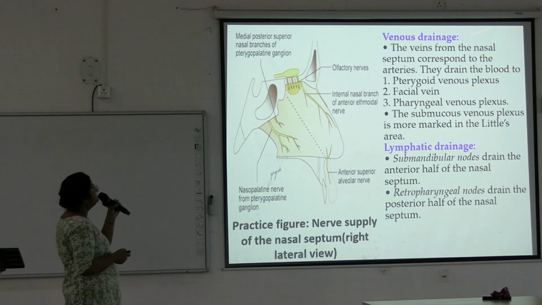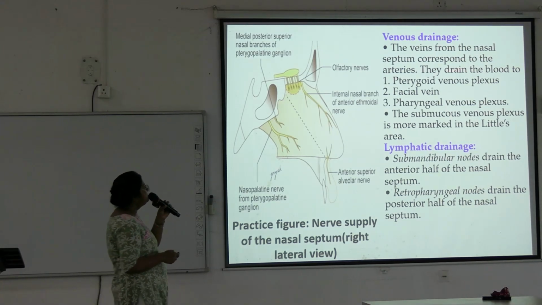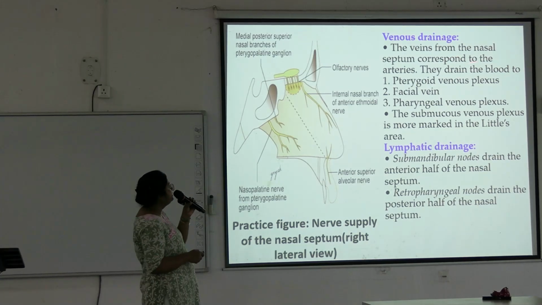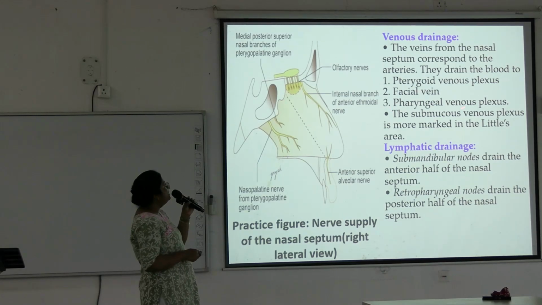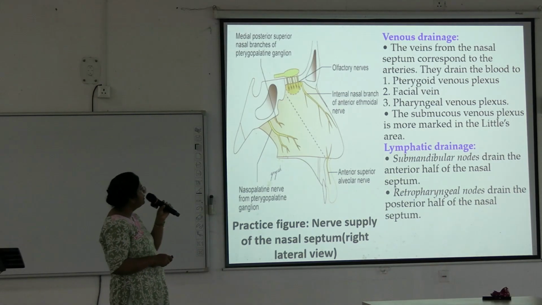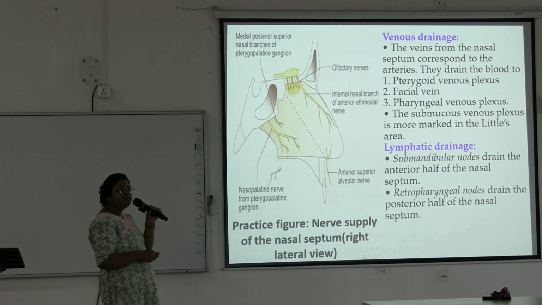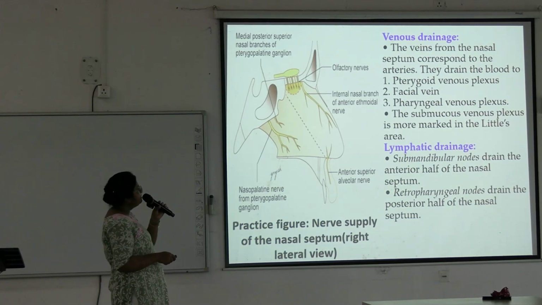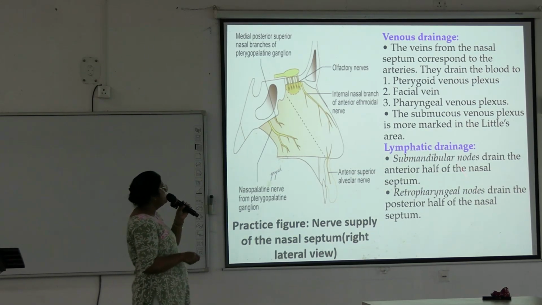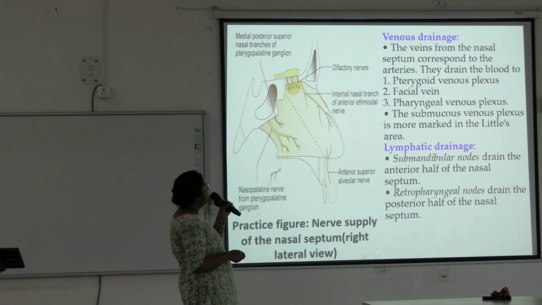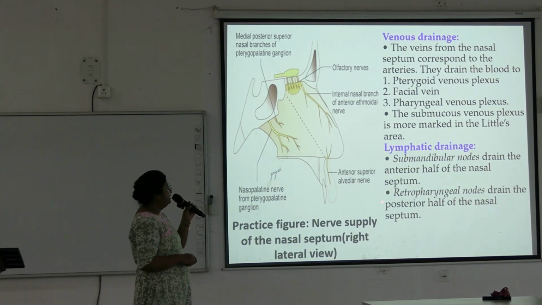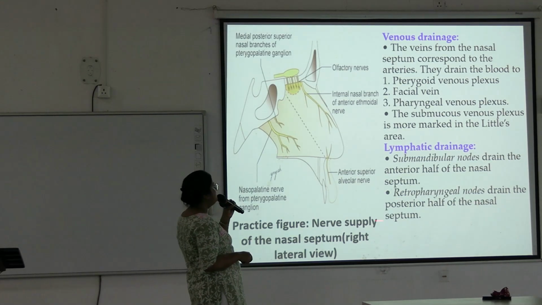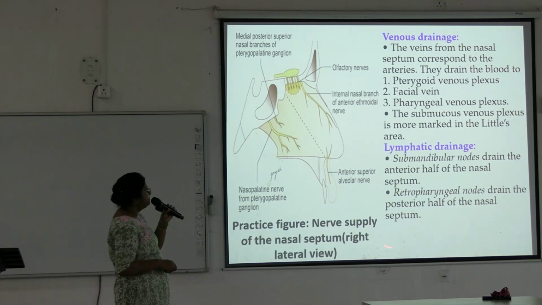Next we are going to venous drainage. The veins from the nasal septum correspond to the arteries and they drain the blood to the pterygoid venous plexus, facial vein and pharyngeal venous plexus. Okay. So these are the areas of drainage. And the submucous venous plexus is more marked in Little's area. Okay. Next is lymphatic drainage. The submandibular nodes drain the anterior half of the nasal septum, and the retropharyngeal nodes drain the posterior half of the nasal septum. Okay.